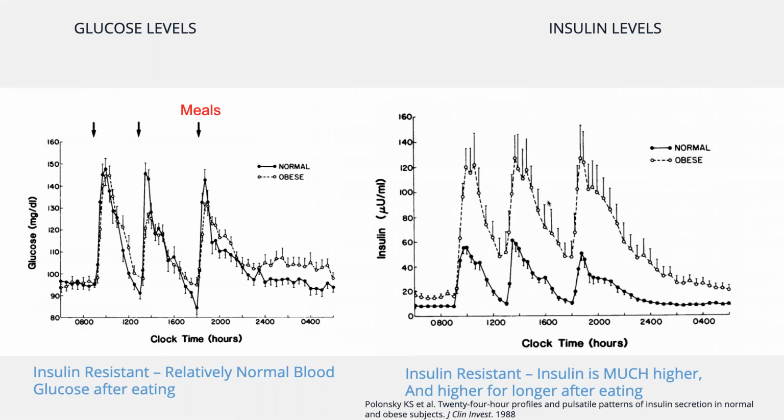I just wanted to show some examples of what happens here and why we can't really just rely on glucose to pick up insulin resistance. So if we're looking at this comparison between two groups of people, one is a group of average BMI and the other is obese patients. And this is their insulin and glucose levels after 3 meals per day. As you can see, the glucose levels are relatively similar for these patients. The obese patients here do not have diabetes.